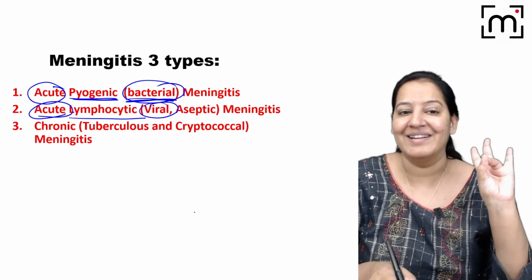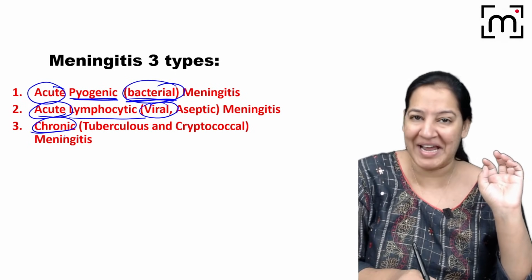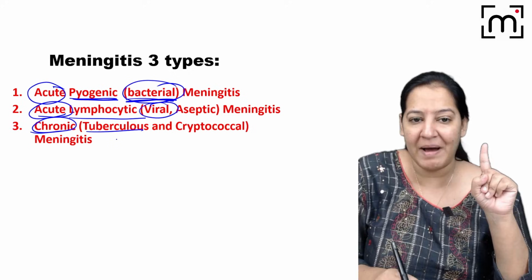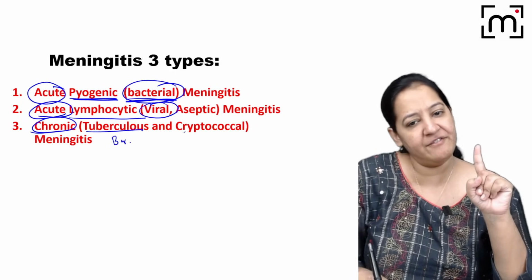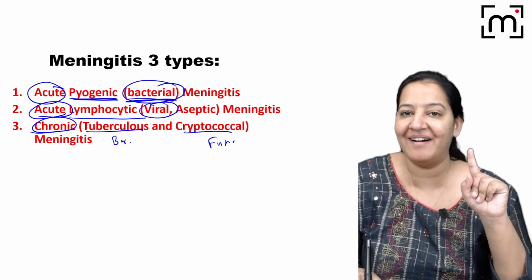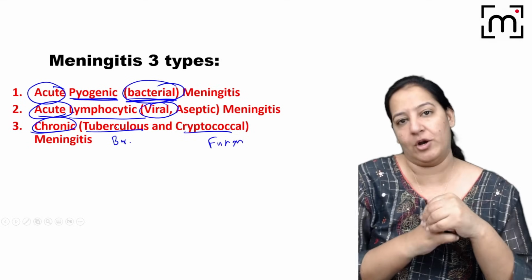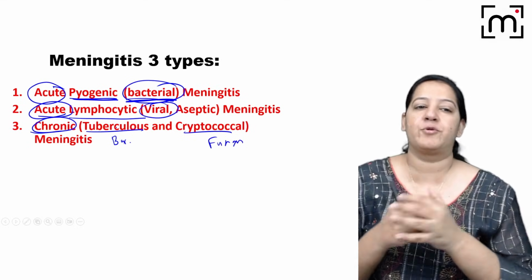And the third one is the chronic, not acute, chronic. Chronic is caused by one bacteria and one fungus. What is the name of the bacteria? The bacteria is Mycobacterium tuberculosis and the fungus is the Cryptococcus fungus.